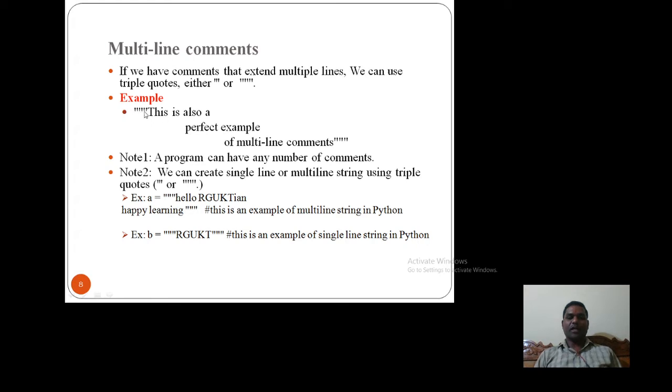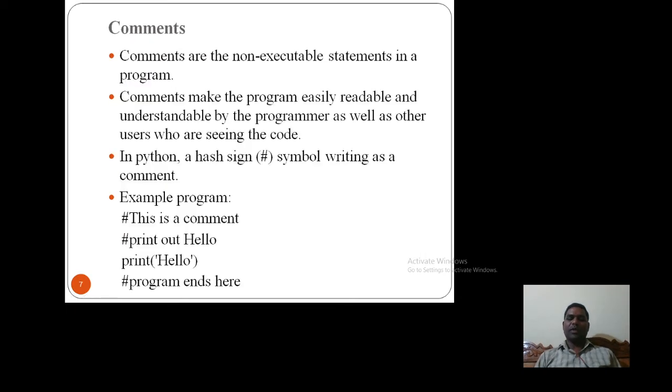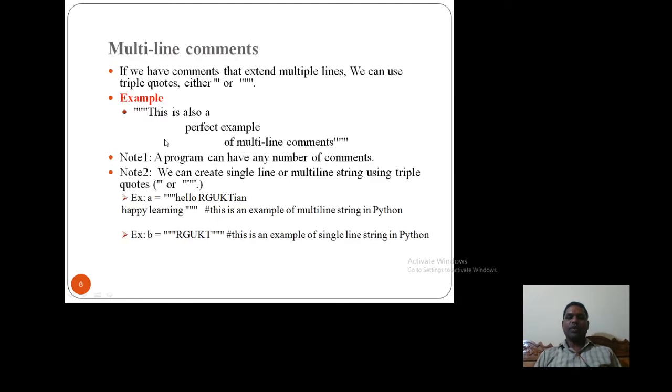Here I have started a comment with triple quotes, and this is also a perfect example of a multi-line comment. This is my comment, and I ended the comment here. So here is the start of the comment, and here is the end of the comment. In a single-line comment, I require only the starting, because I don't have any next line. So this entire statement is a single-line statement. But in multi-line, I have multiple lines, so I require the start of the comment as well as the end of the comment. This we can call a multi-line comment.